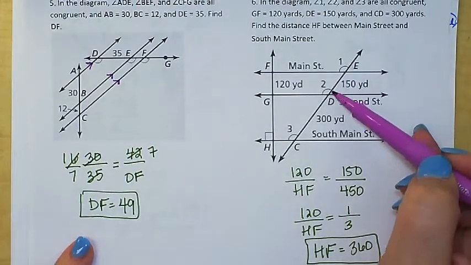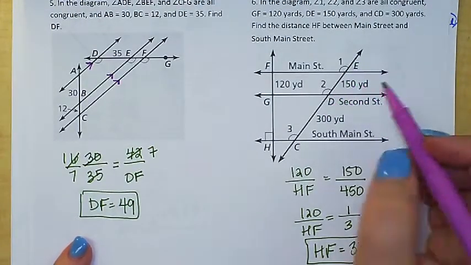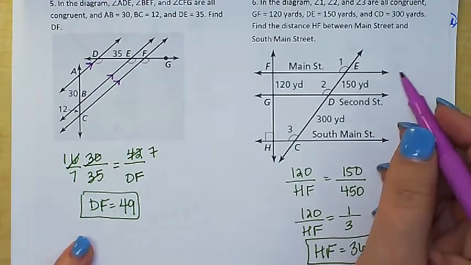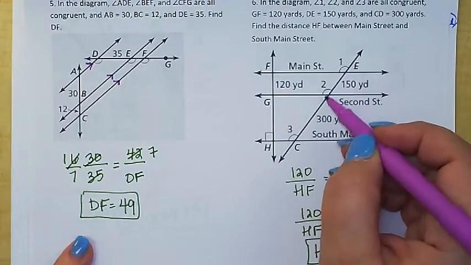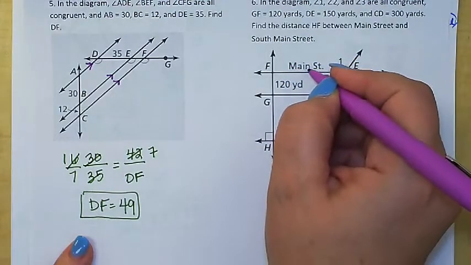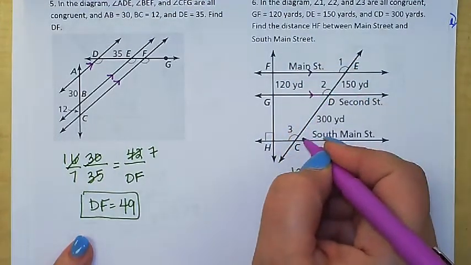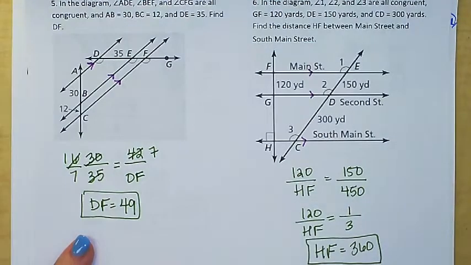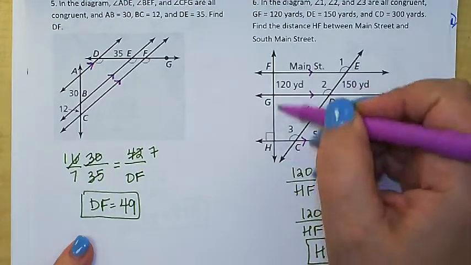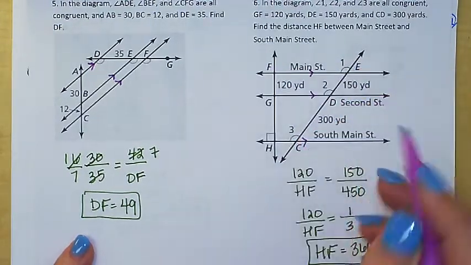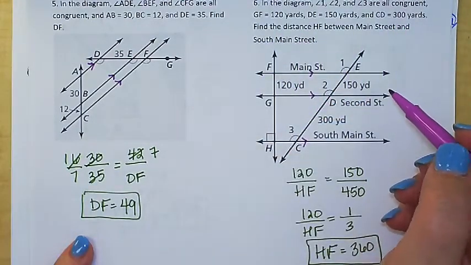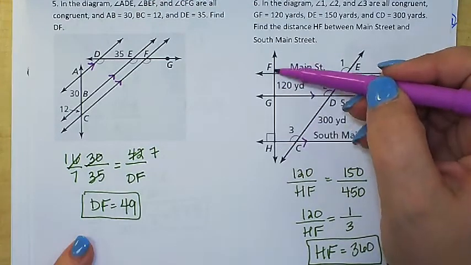Again, they tell you these angles are congruent. They didn't flat out tell us that these streets, Main Street and 2nd and South Main, were parallel, but by giving us that angle 1, angle 2, and angle 3 are congruent, we can determine they're parallel because, again, of the converse of the corresponding angles. So these guys are all parallel to each other. And as such, then these smaller segments that are made by this transversal and this one must be proportional.